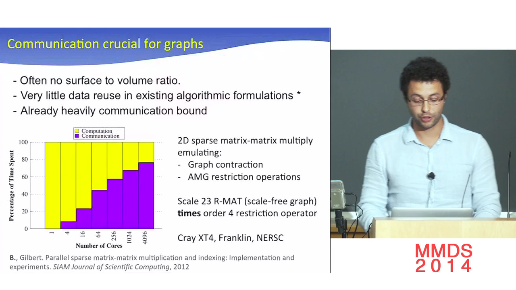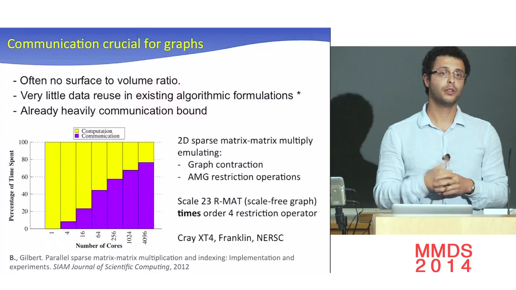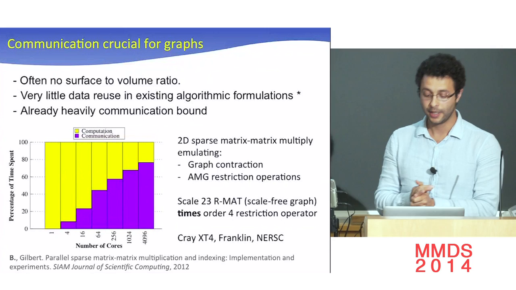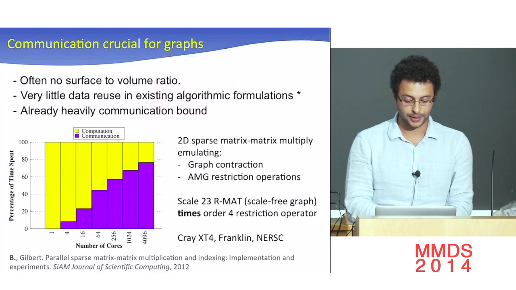So this is just an example. Here what we do is a graph contraction, meaning that we get a graph, and we pick two vertices, and we contract them to a super vertex, and we reestablish all the connections. This can be used for algebraic multigrid, the scientific method for solving systems of linear equations. And there we do this by sparse matrix multiply, and I'll tell you why.